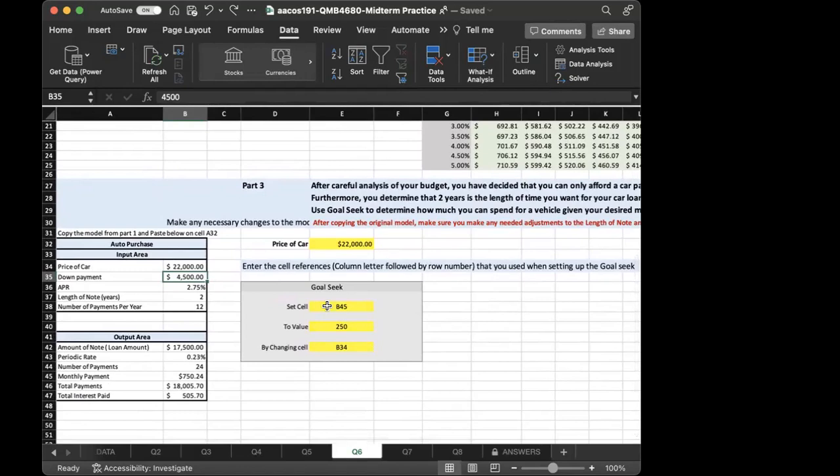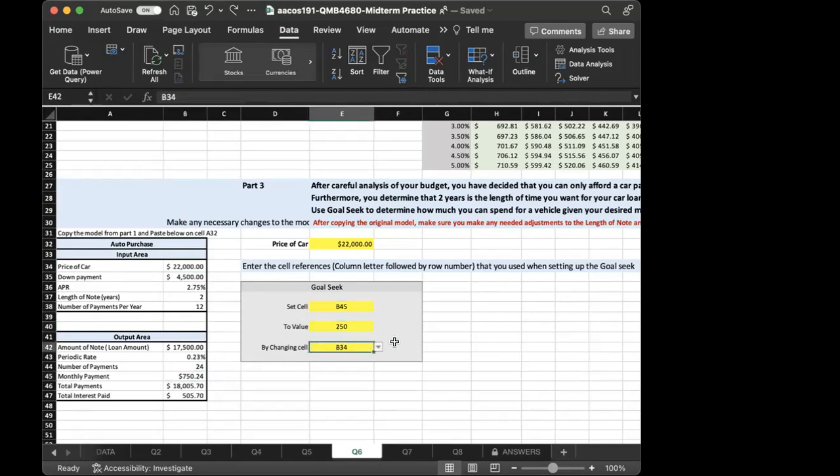We would like to set this out, the price of car, which is, oh, the $750.24. It would be the monthly payment. So we want to set the monthly payment to the value of $250 per month, right? To make that happen, we would have to change the price of car. So we would have to find a car that is a certain amount of money that allows us to pay $250 a month instead of paying $750 a month.